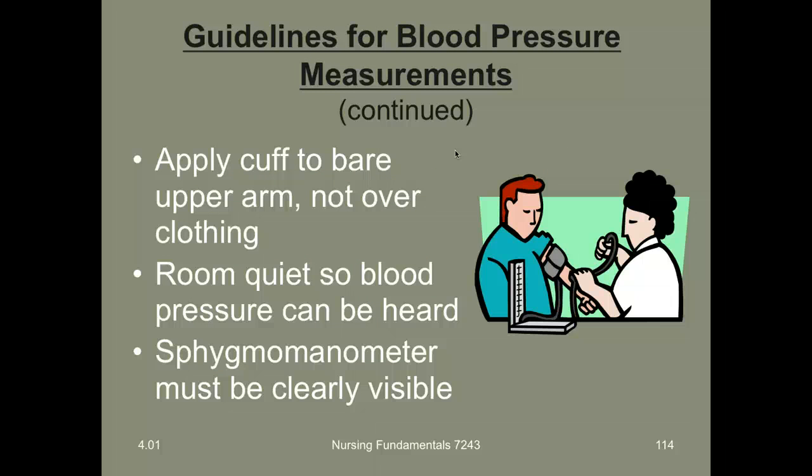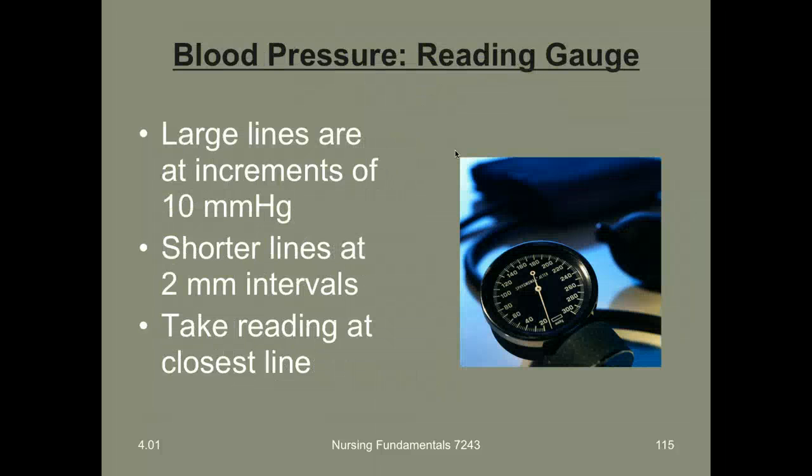Apply the cuff to the bare upper arm and not over clothing. Keep the room quiet so you can actually hear. The sphygmomanometer must be clearly visible. The large lines on the sphygmomanometer are in increments of 10. The shorter lines are in increments of 2. So you always read closest to the larger line.